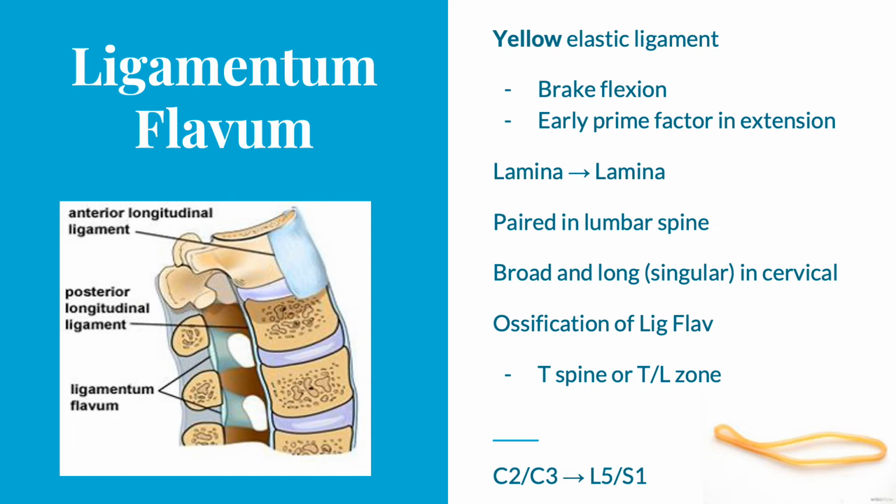And then what can possibly go wrong? Well, it can ossify just like the rest of them. So ossification of the ligamentum flavum is going to be more commonly seen in the thoracic spine or the thoracolumbar zone. Because this goes lamina to lamina, we define them a little bit differently. So it's going to start out between C2 and C3, where we have our first true lamina, and then it's going to go all the way down the spinal column to L5-S1. And that's your lig flav.